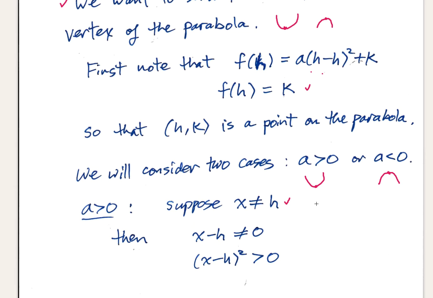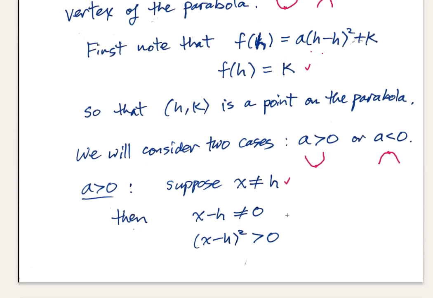Suppose you take any x value, just make sure it's different than h. Then you observe here that x minus h would have to be different than 0, right? That would have to be non-zero. But what if I take x minus h squared?